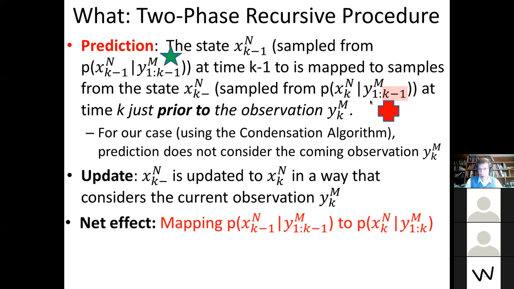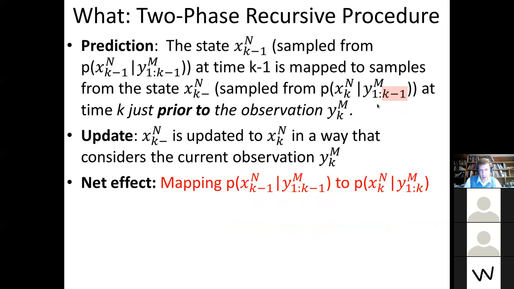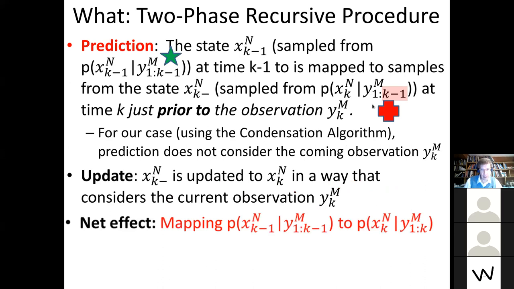So this one here, you may recognize this. This is our estimate of X sub K, the state at time K, taking into account all the data up to and including K minus one, but not including K yet. This is at the cusp of the observation, just prior to the observation. We're going to denote that as this red cross, okay?